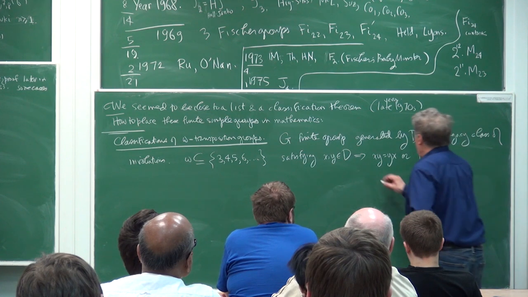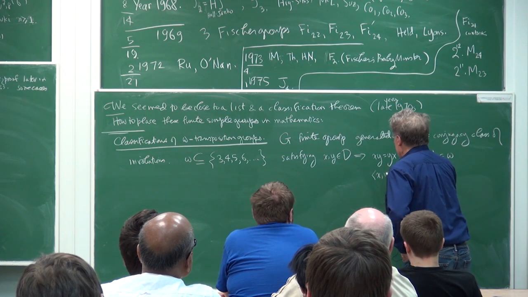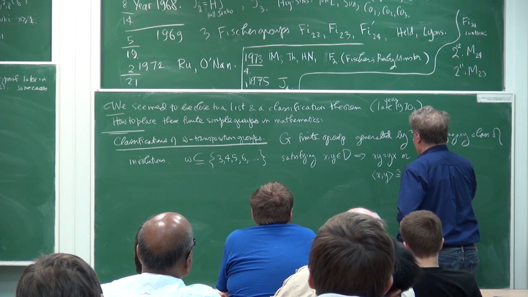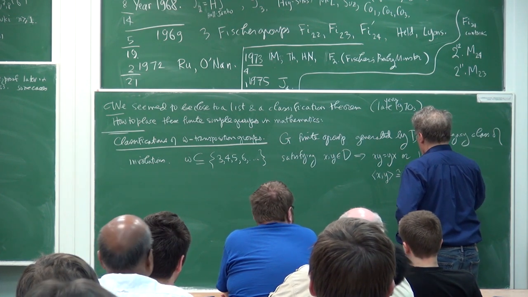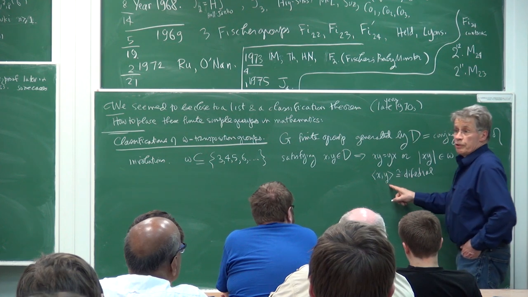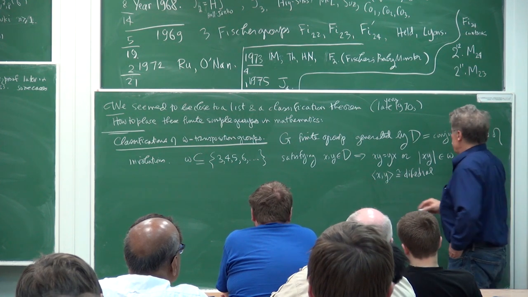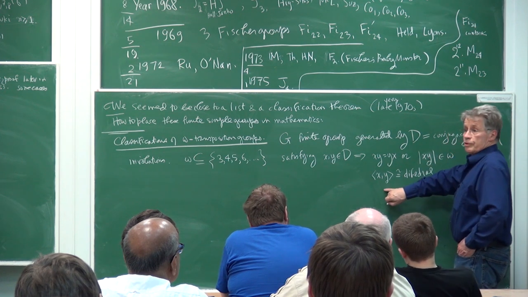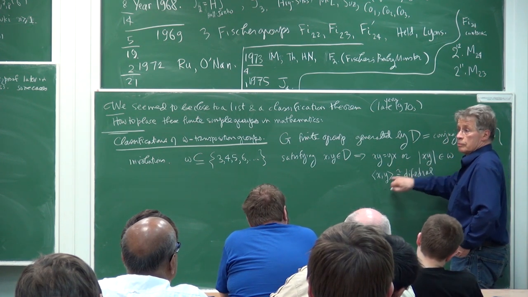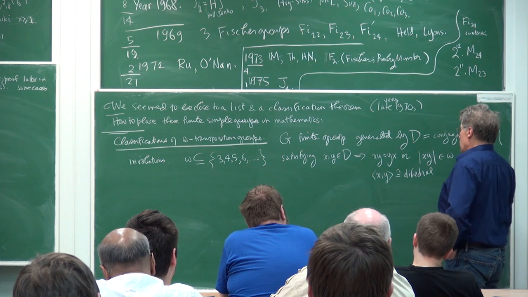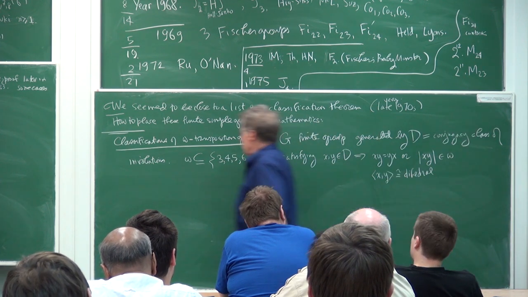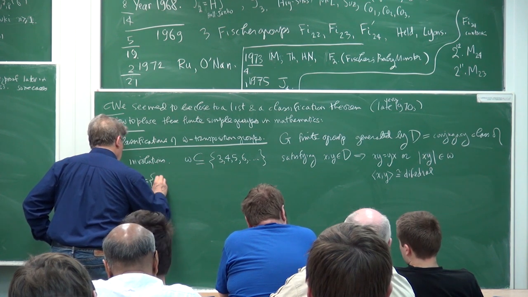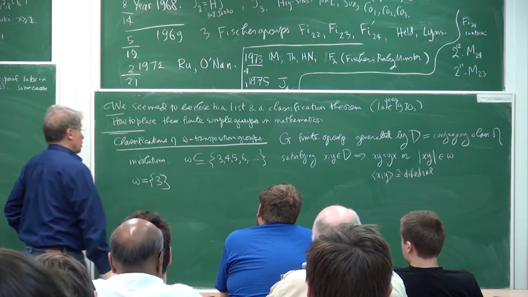Okay. And by the way, when you have two involutions, this is a dihedral group. Two involutions in any group generate a dihedral group. So this number is just one half the order of this dihedral group. Okay. Now let's take the first case, omega equals 3.